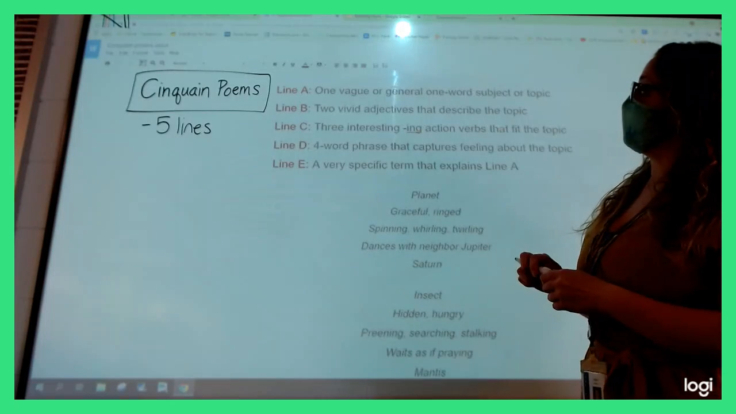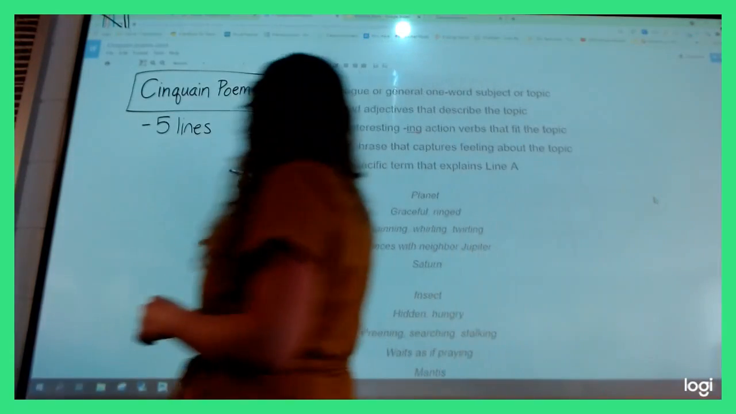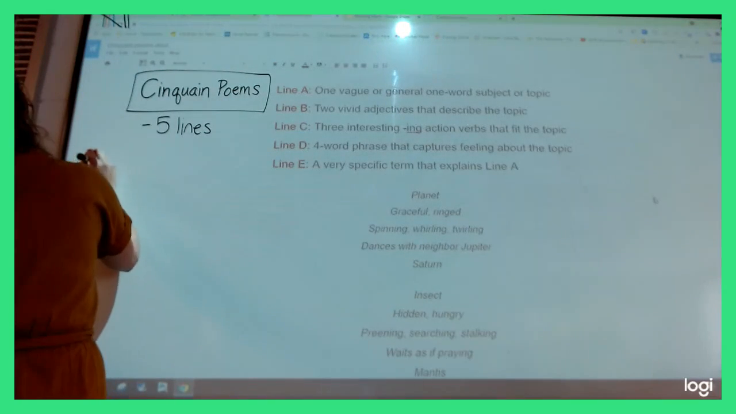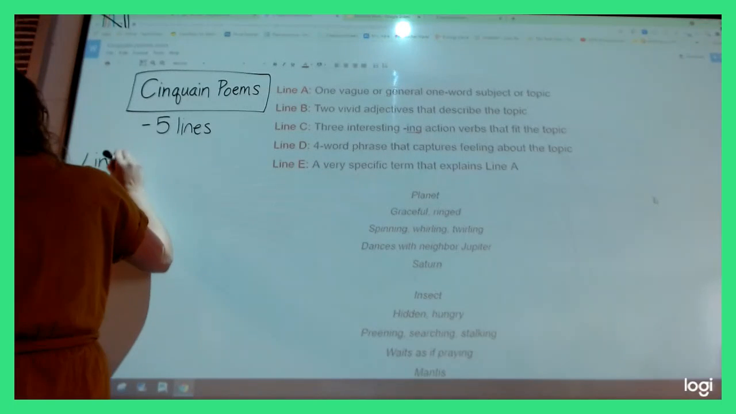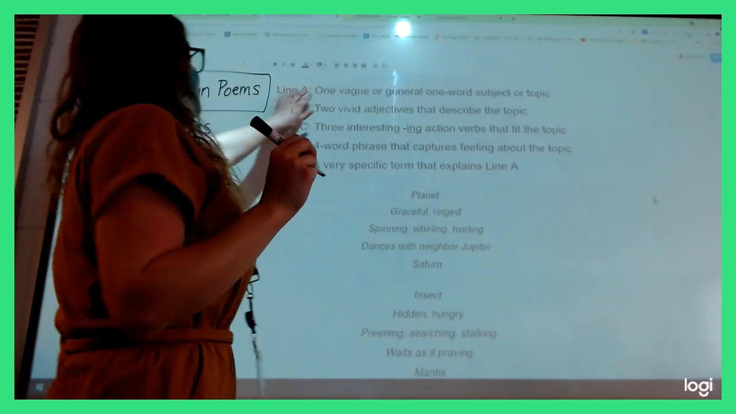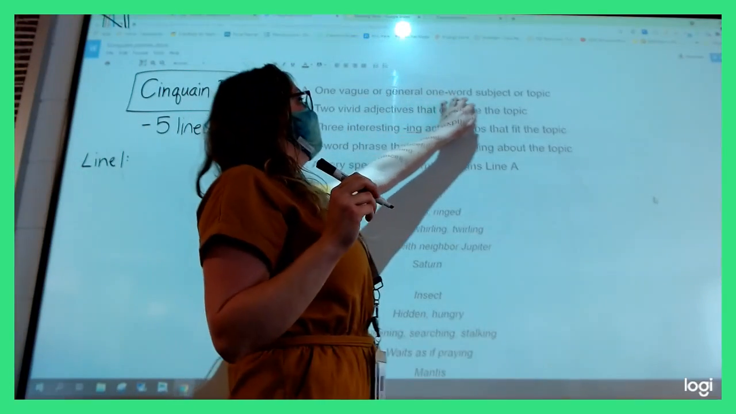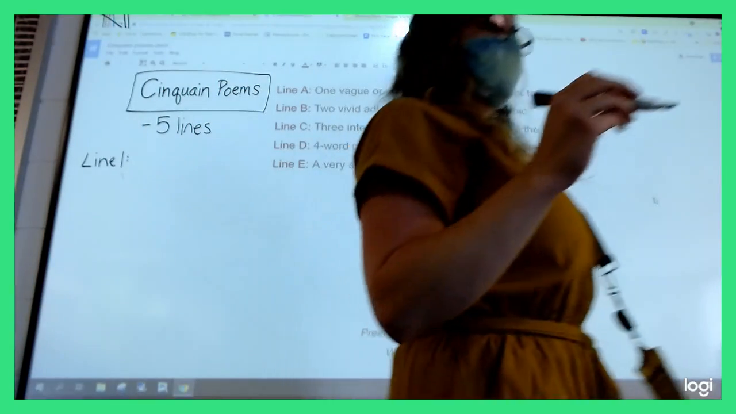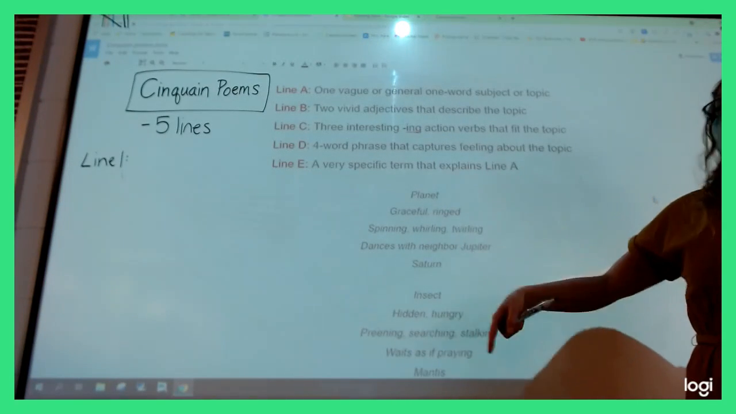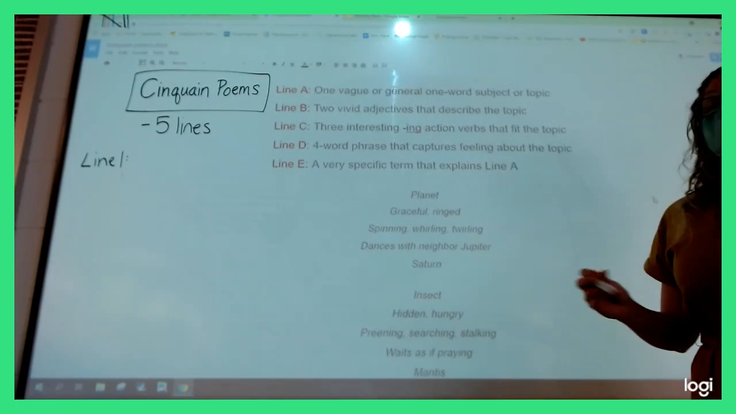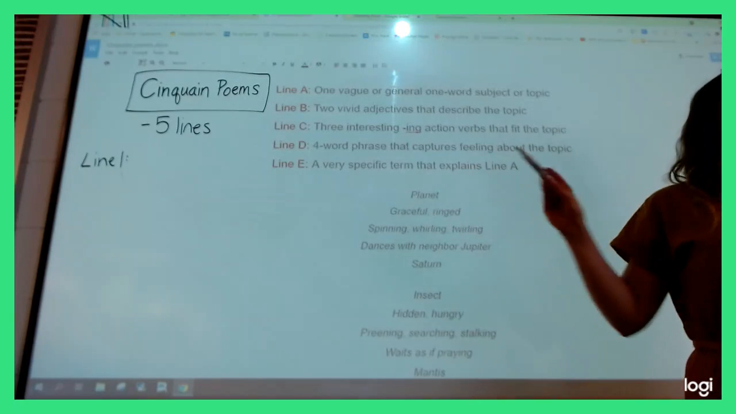The first line of your poem, and I'm going to kind of write notes over here for you to copy. So line 1, very basic. It's one vague or general one-word subject or topic. So, in this example down here, their one-word topic for their entire poem is planet. So that means the whole poem is going to have something to do with the planet.